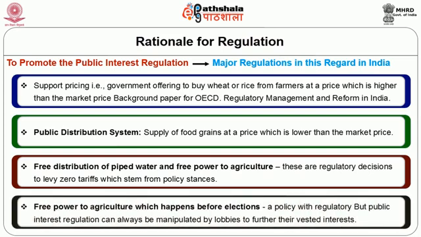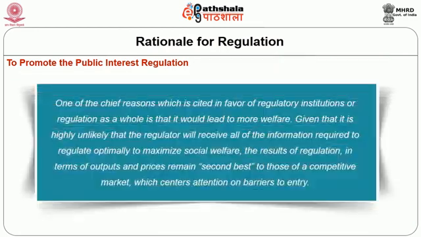Next is the free power to agriculture, which happens before elections, a policy with regulatory but public interest regulation can always be manipulated by lobbies to further their vested interests. One of the chief reasons cited in favor of regulatory institutions or regulations as a whole is that it would lead to more welfare, given that it is highly unlikely that the regulator will receive all of the information required to regulate optimally to maximize social welfare.